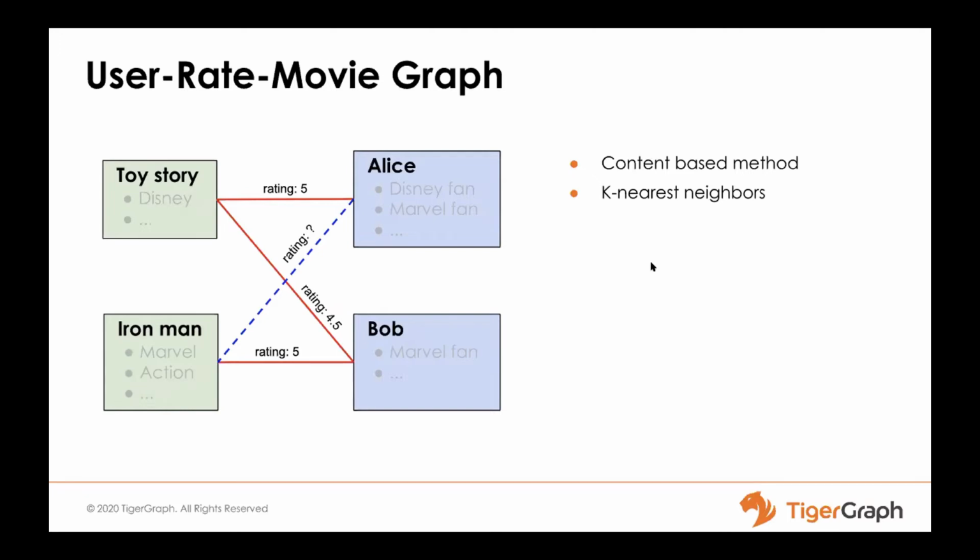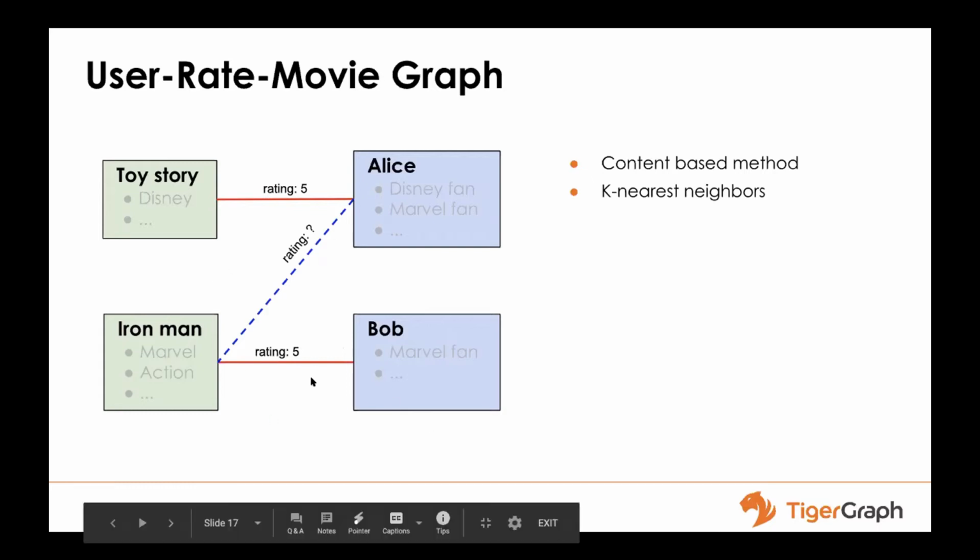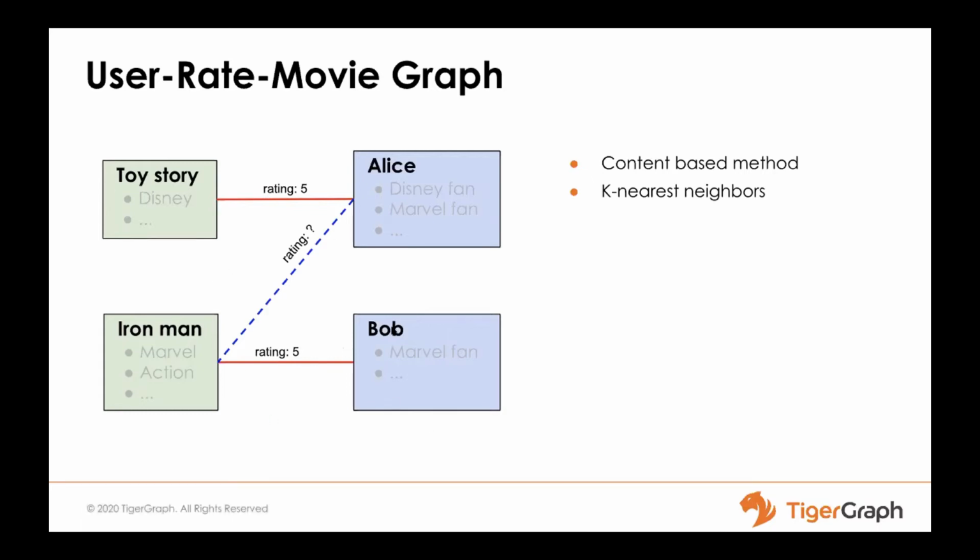This type of method does not rely on the user background information. It only relies on the rating records, and it works quite well if we have enough rating records. However, what if the rating records are very sparse? In this example, say Bob did not rate Toy Story. What happens? If you look at this example now, it will be very difficult for us to justify using Bob's rating of Iron Man to predict Alice's rating.